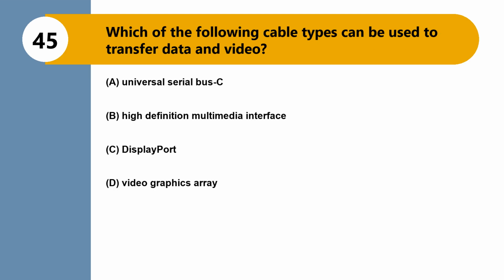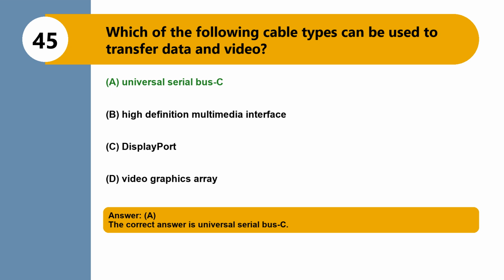Question 45. Which of the following cable types can be used to transfer data and video? Option A, universal serial bus C. Option B, high definition multimedia interface. Option C, DisplayPort. Option D, video graphics array. The correct answer is option A, universal serial bus C.